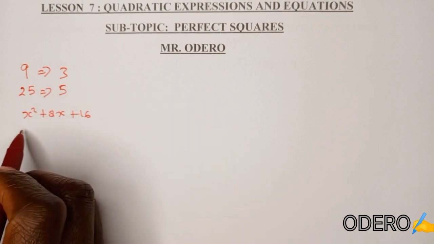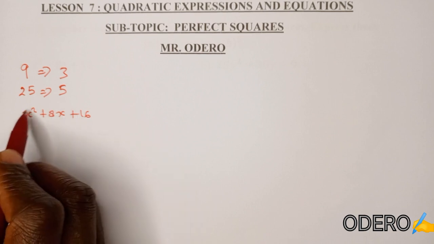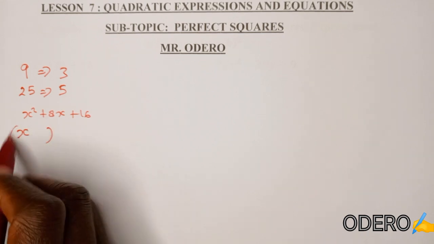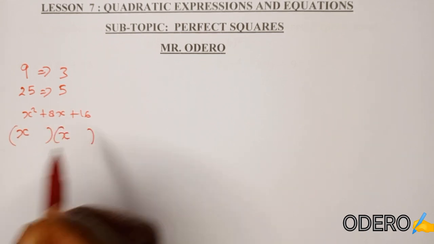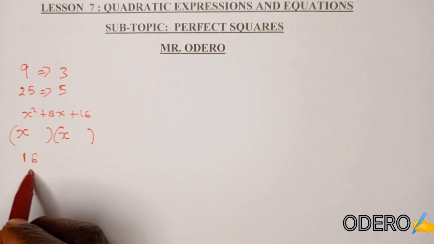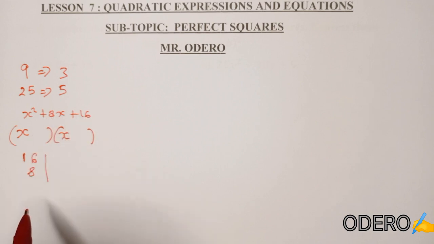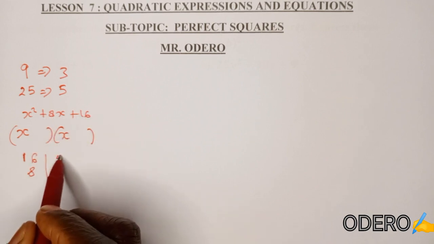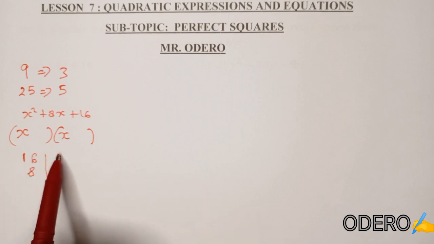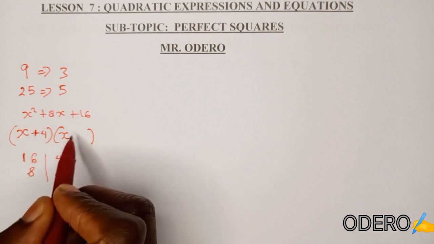If you're told to factorize this one, we check the coefficient of x squared. If it is 1, just come up with the 2 brackets and begin with x. Then find two numbers that when you multiply you get 16 and when you add you get 8. Those will be 4 and 4, since 4 times 4 is 16 and 4 plus 4 is 8. So just put them there.